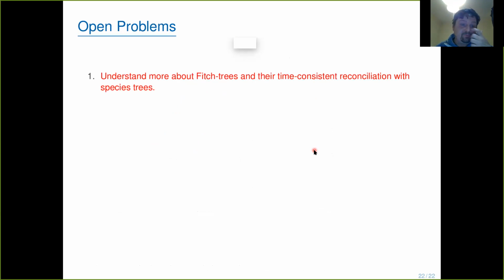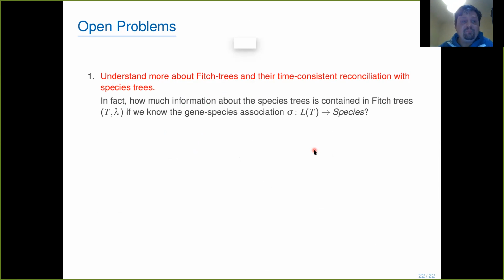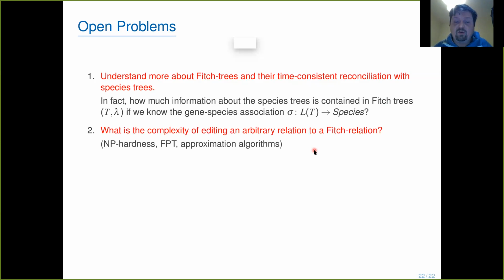So some open problems. We want to know more about Fitch trees, in particular also about biological feasibility. We have to take into account time consistency because we don't want to have back edges or go into the past when we reconcile these trees. So in fact, the question is how much information about the species tree is contained in such Fitch relations. Still an open question. What we also don't know at the moment is the complexity of editing an arbitrary relation to a Fitch relation. So it's unknown whether it's NP-hard or not. I suppose it's NP-hard, but I don't know.